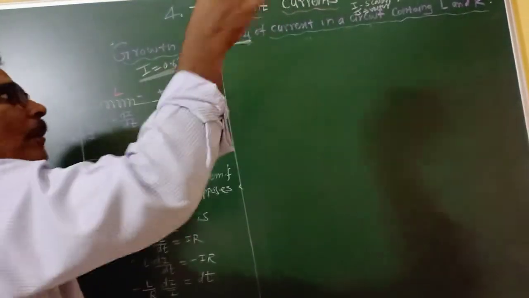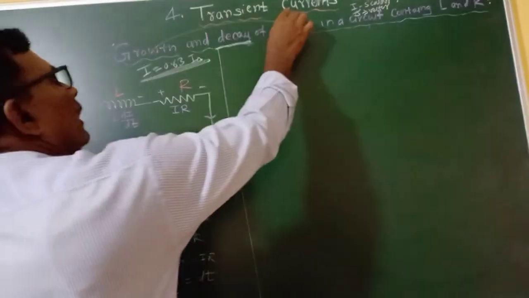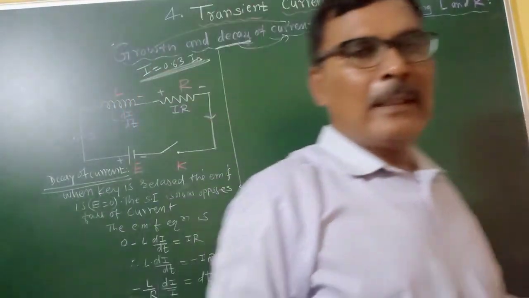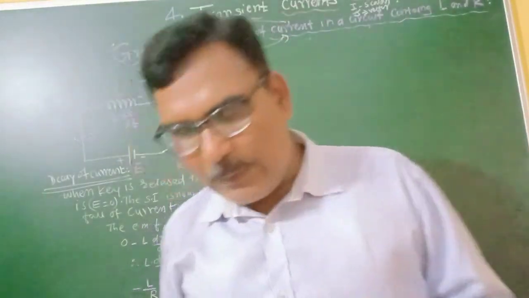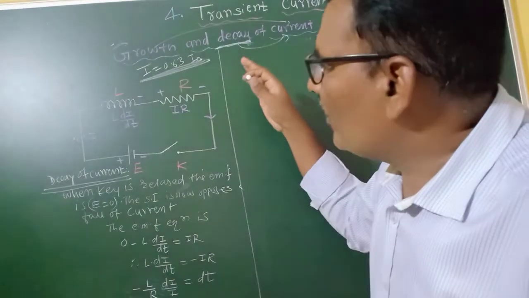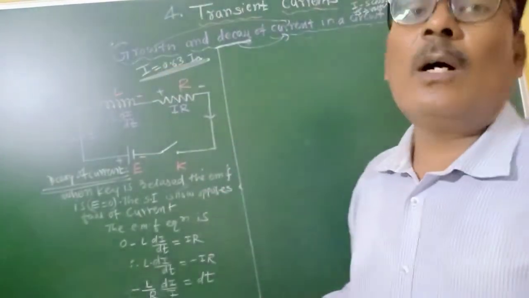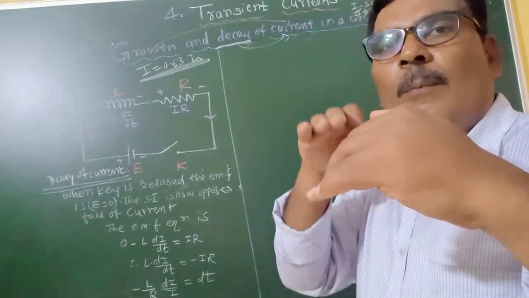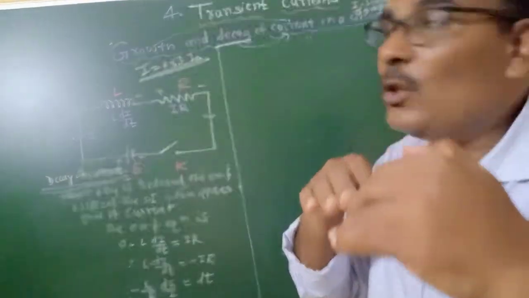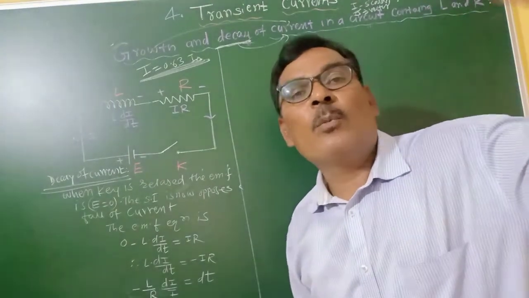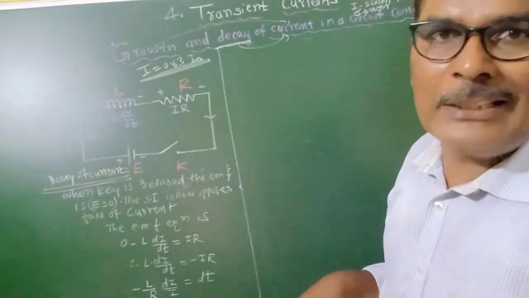Firstly, we have to study the growth of current. Then we are going to study the decay of the current. For the growth of the current, we discussed that when the plug is on, the current starts to flow from its initial value, that is 0, to its final value, which is near about 0.63 times I0. We discussed that in the last lecture.